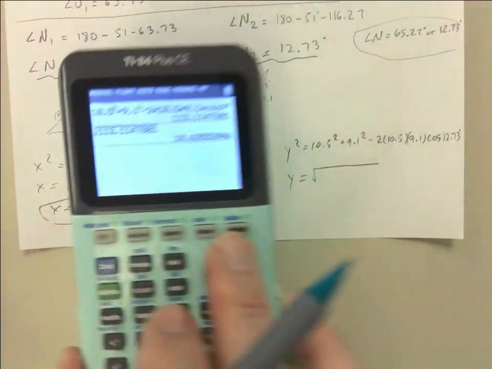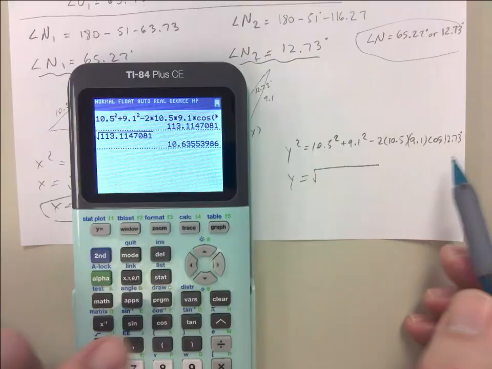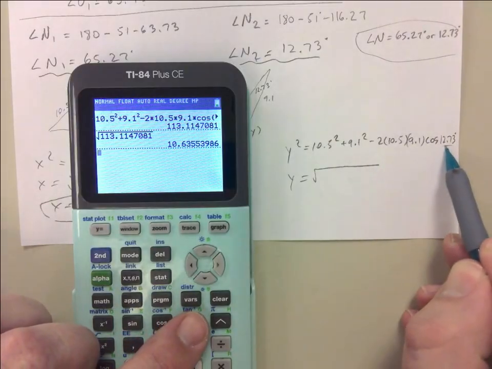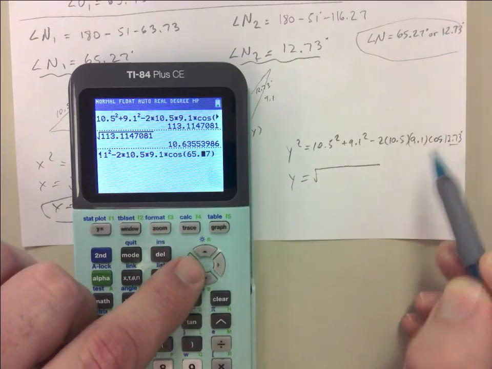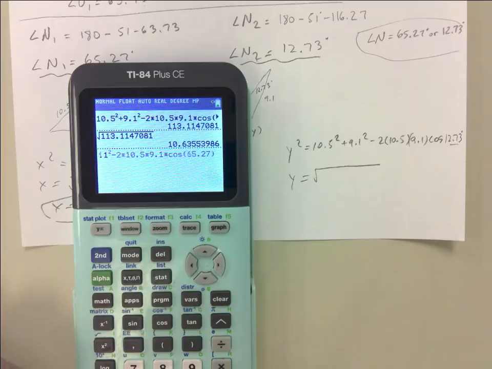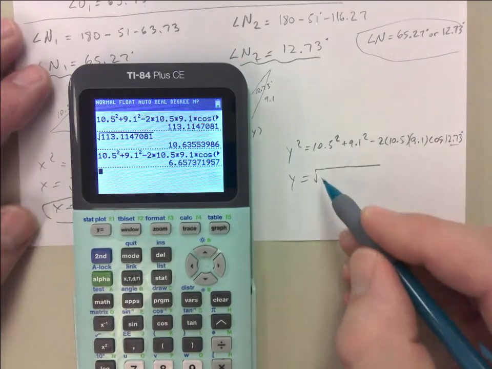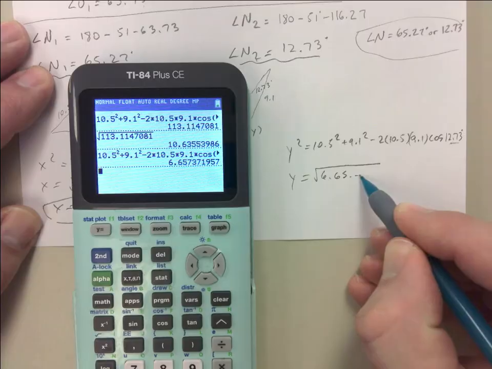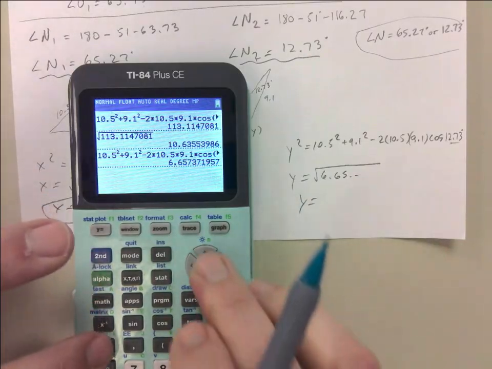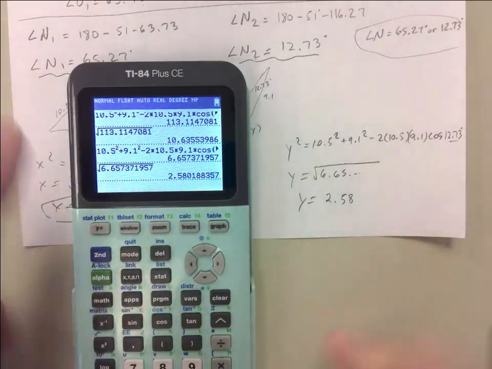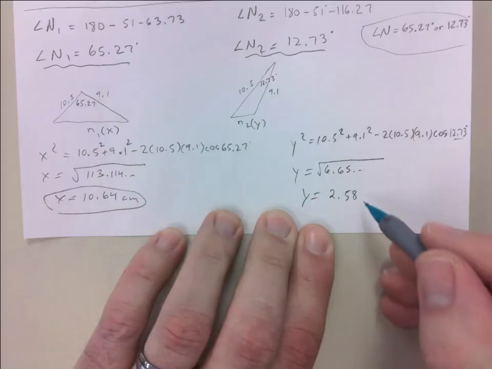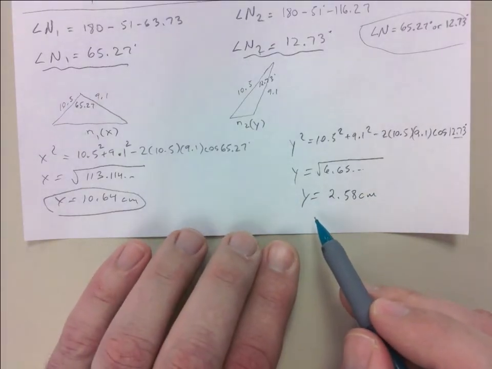And watch this. This is the shortcut. If you want to work with this cosine law here, the only thing that's different is that angle at the back, right? So you go and find that entry and change the 65.27 to 12.73. Go hit enter. Take the square root of that, and you get 2.58 centimeters. Is that what we're getting?